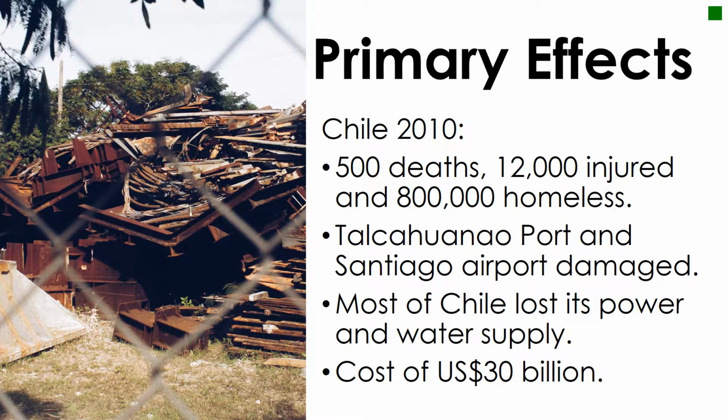In Chile, the primary effects: 500 people lost their lives, 12,000 were injured, and a huge 800,000 people were left homeless by the earthquake. The Talcahuano port and Santiago airport were both severely damaged. Most of the entire country lost its power and water supply due to damaged mains, and the cost was valued at approximately $30 billion.